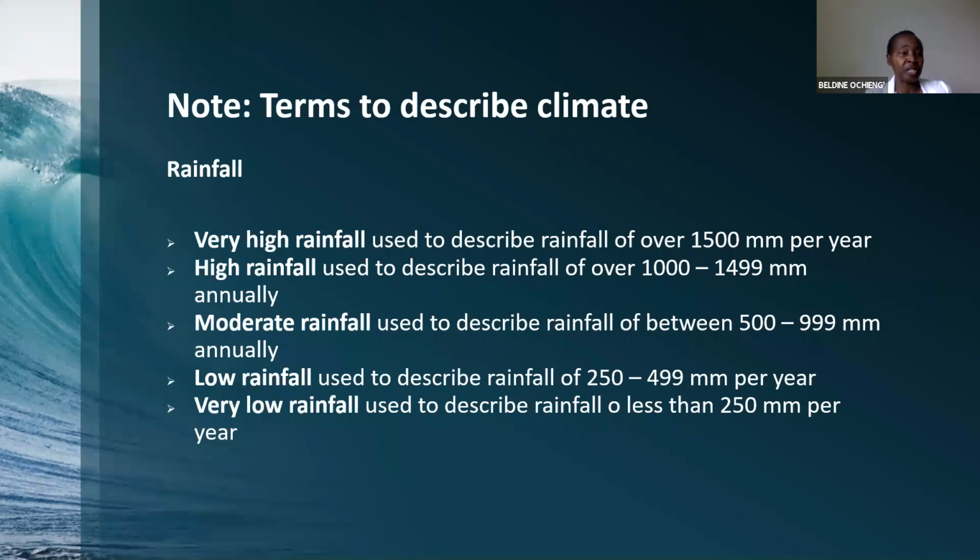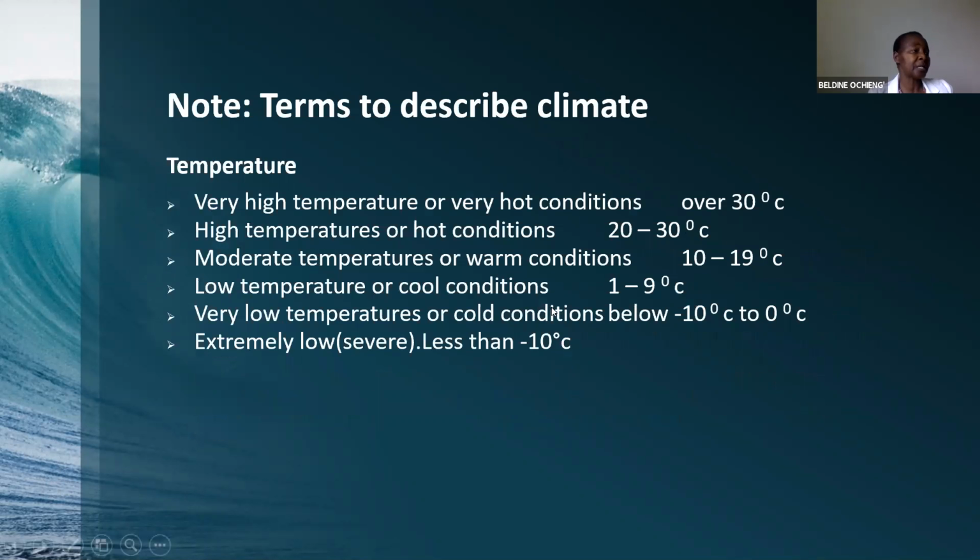We are on temperature. How to describe temperature without the figures, these ranges. If you cannot have vividly what it is, please go for the wordings, the descriptive words. Very high temperature, which is equal to very hot conditions, is beyond 30 degrees Celsius. Beyond 30 degrees Celsius, we will be going for very, very high temperatures.